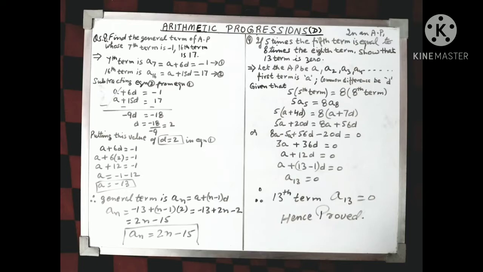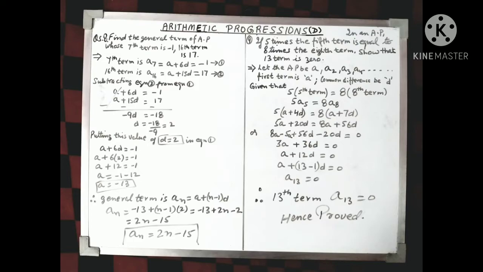Let us see another one. Good question. Question number 9. It is a very important type. The question is, if 5 times the 5th term is equal to 8 times the 8th term, show that the 13th term is 0, right? So we will proceed this way.